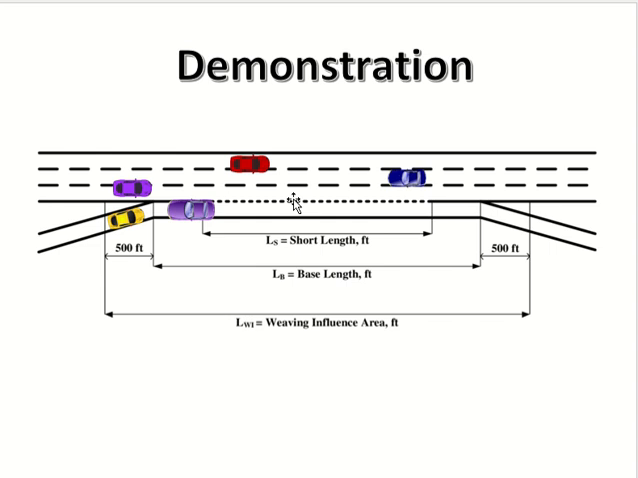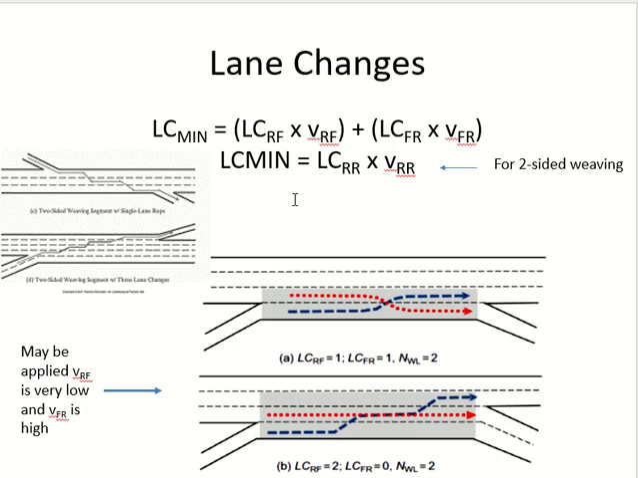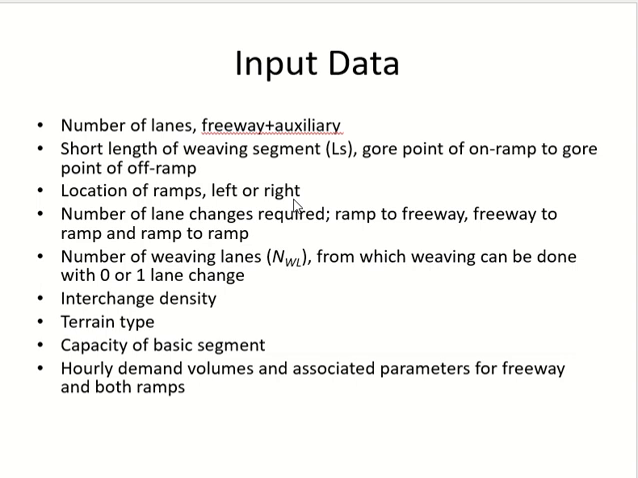So you count from how many lanes I can do this. Number of weaving lanes. So it's always two, most of the time. They will show some other examples as well.